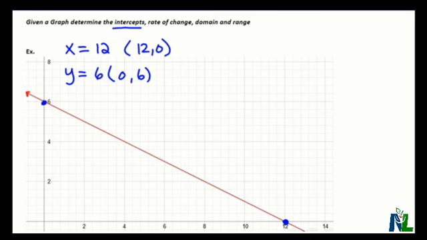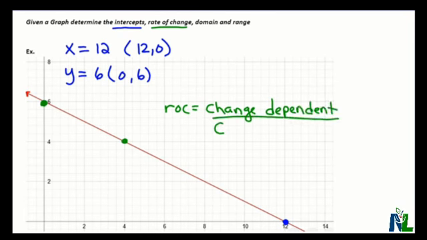To determine the rate of change, we look at what's happening between 2 points on our graph. And we're going to look at what's happening vertically as opposed to what's happening horizontally. So you pick any 2 points that are on the graph and look at the change. I'm going to pick the point that I had identified first, and I'm going to look at this point right here. So the rate of change is equal to the change in the dependent variable, which is our vertical, divided by the change in the independent, which is what's happening horizontally.